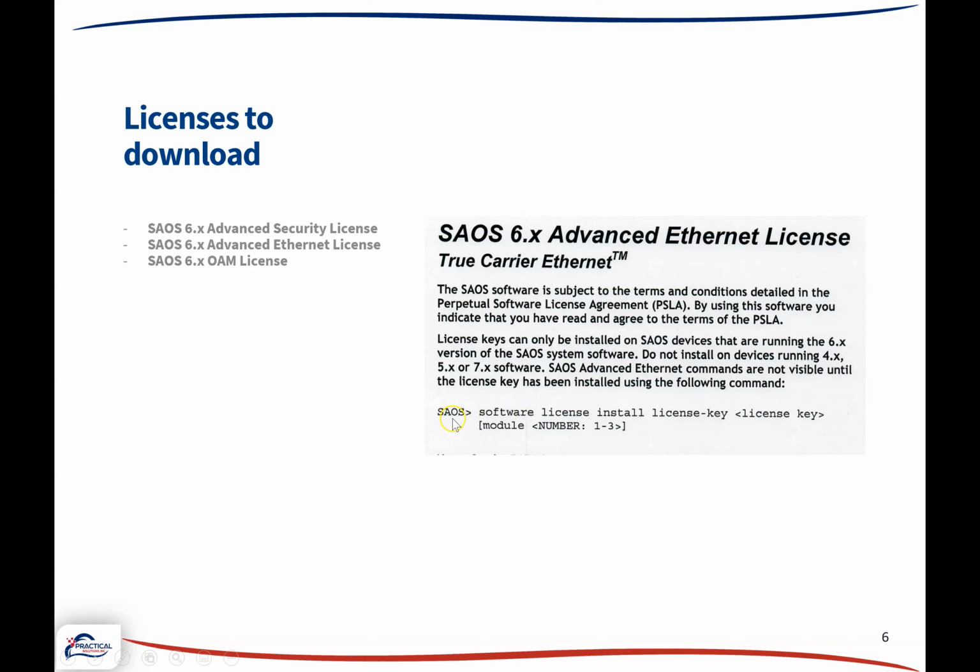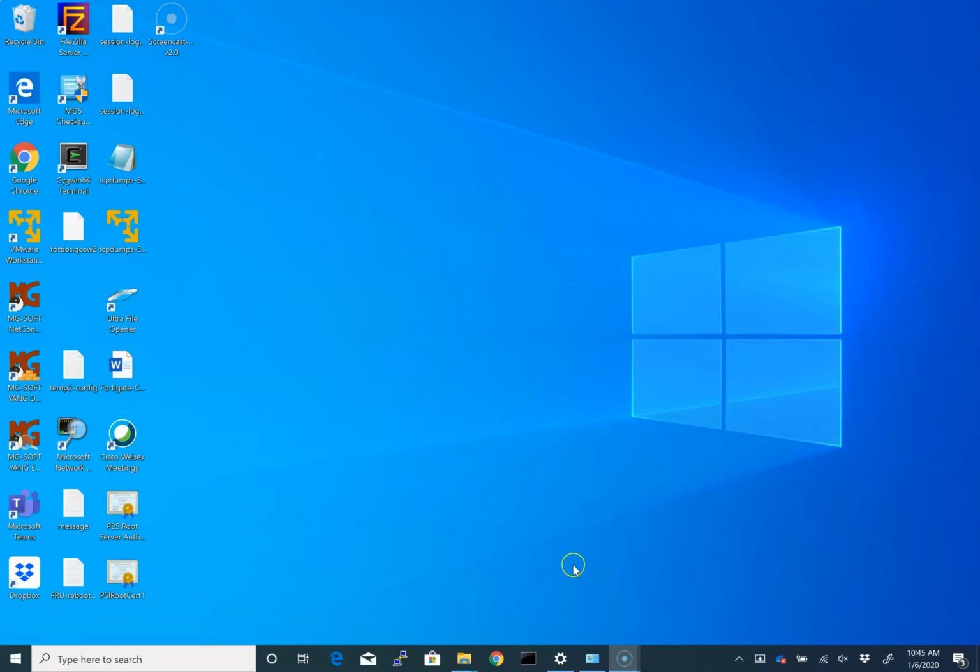So in the terminal from the SAOS, you would enter the command software license install license key, and you would enter the license key that is provided to you on the paper itself, followed by module, and then you would type in a number 1 through 3. For example, module 1, module 2, and module 3 for the following 3 licenses.